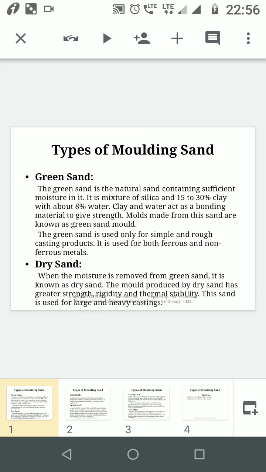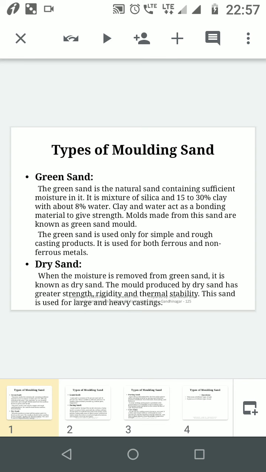Clay and water act as a bonding material to give the strength. Molds made from these sands are known as green sand molds. The green sand is used only for single and rough casting products. It is used for both ferrous and non-ferrous metals.